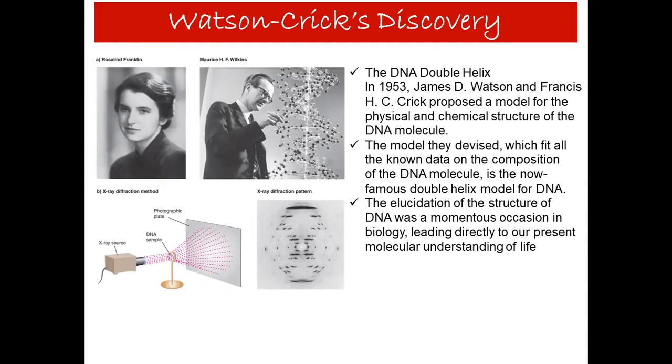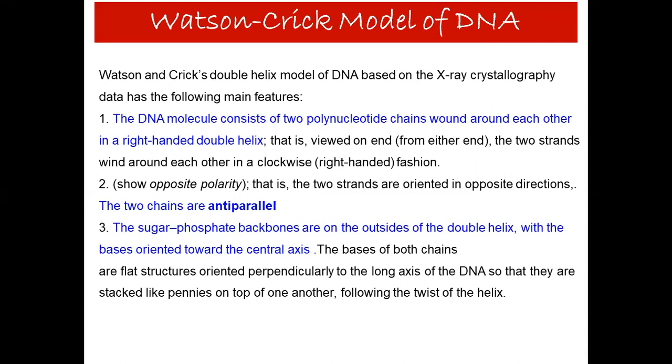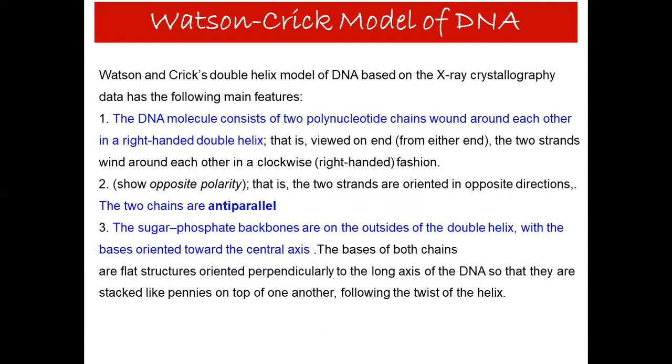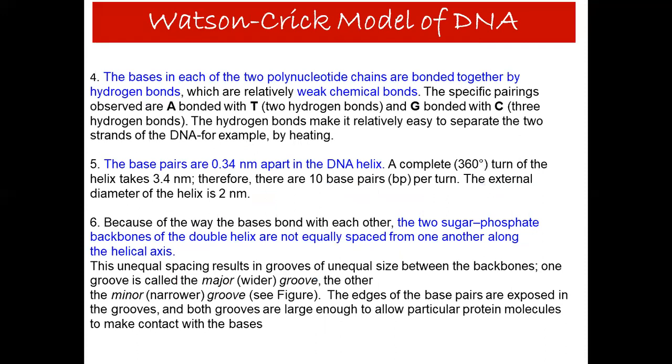The main features of Watson and Crick's double helix model are summarized here. The DNA molecule consists of two polynucleotide chains wound around each other in a right-handed double helix. Next, the two strands are oriented in opposite directions. That means that they are anti-parallel to each other. The sugar phosphate backbones are on the outside of the double helix, with the bases oriented towards the central axis. The bases in each of the two polynucleotide chains are bonded together by hydrogen bonds.